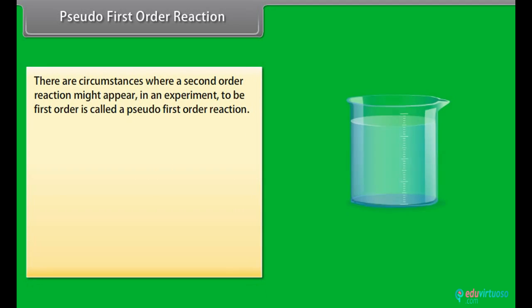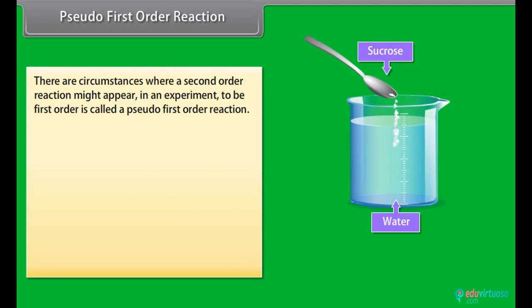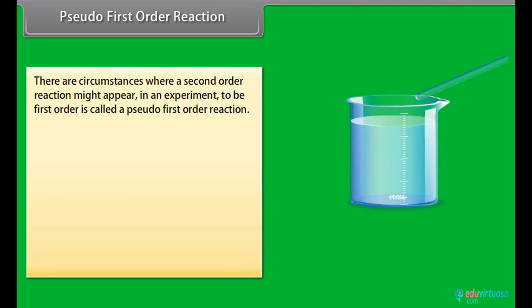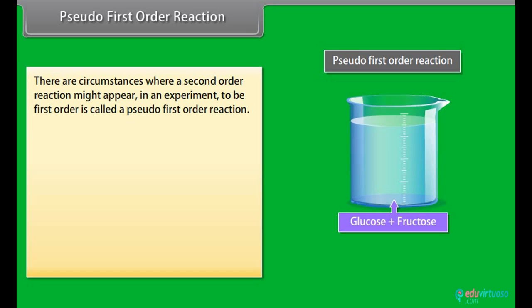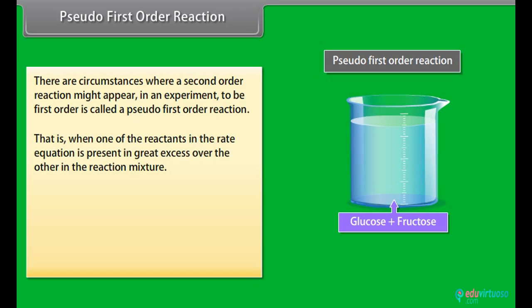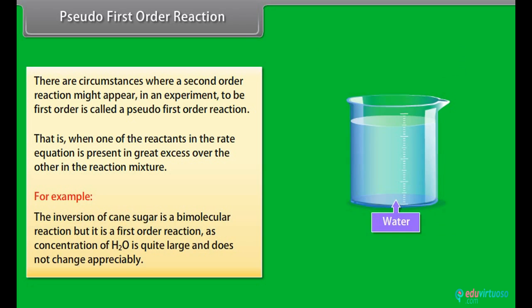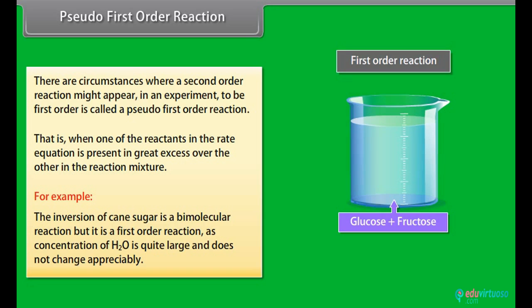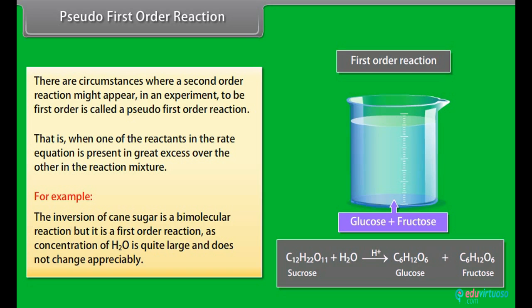Pseudo first-order reaction. There are circumstances where a second-order reaction might appear in an experiment to be first order. This is called a pseudo first-order reaction. That is, when one of the reactants in the rate equation is present in great excess over the other in the reaction mixture. For example, the inversion of cane sugar is a bimolecular reaction, but it is a first-order reaction as the concentration of H2O is quite large and does not change appreciably.